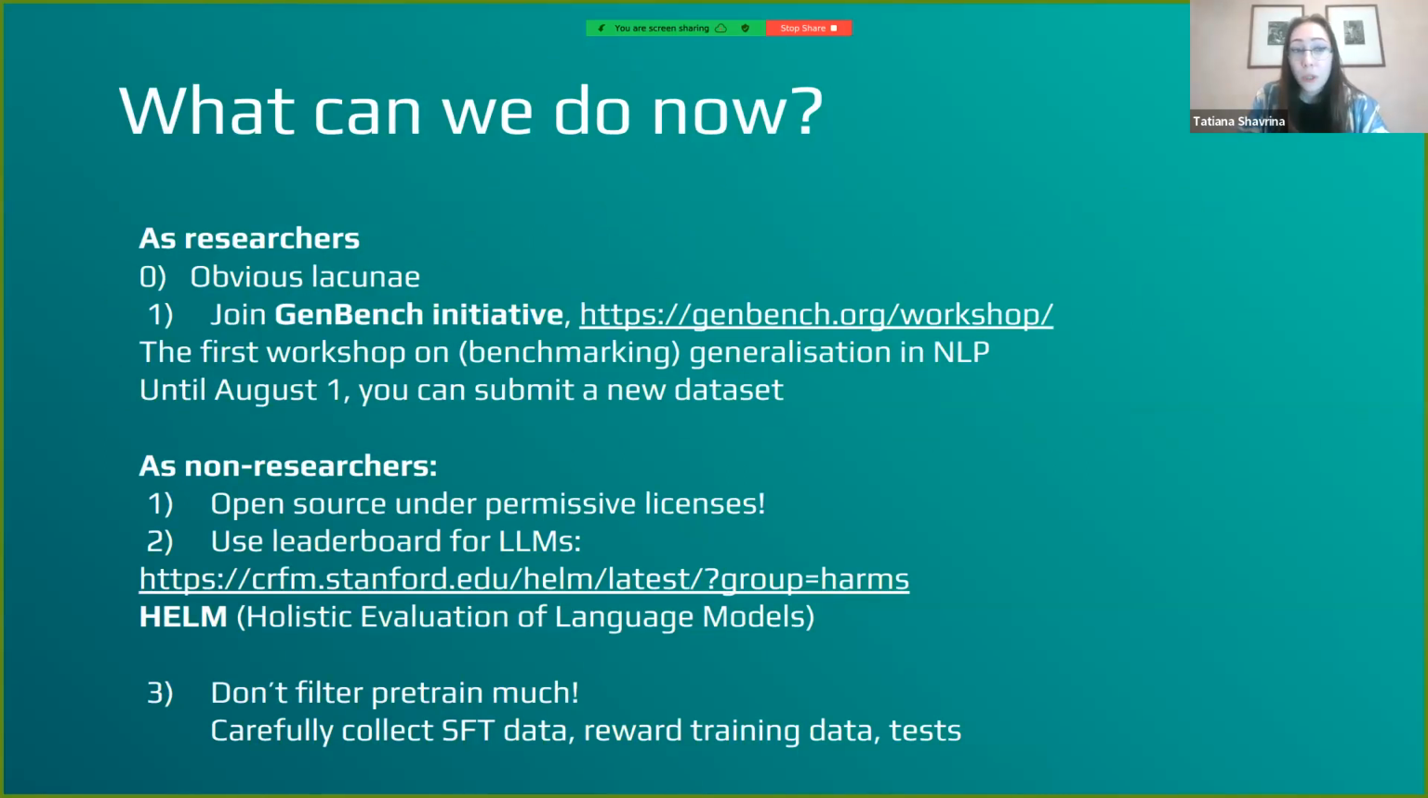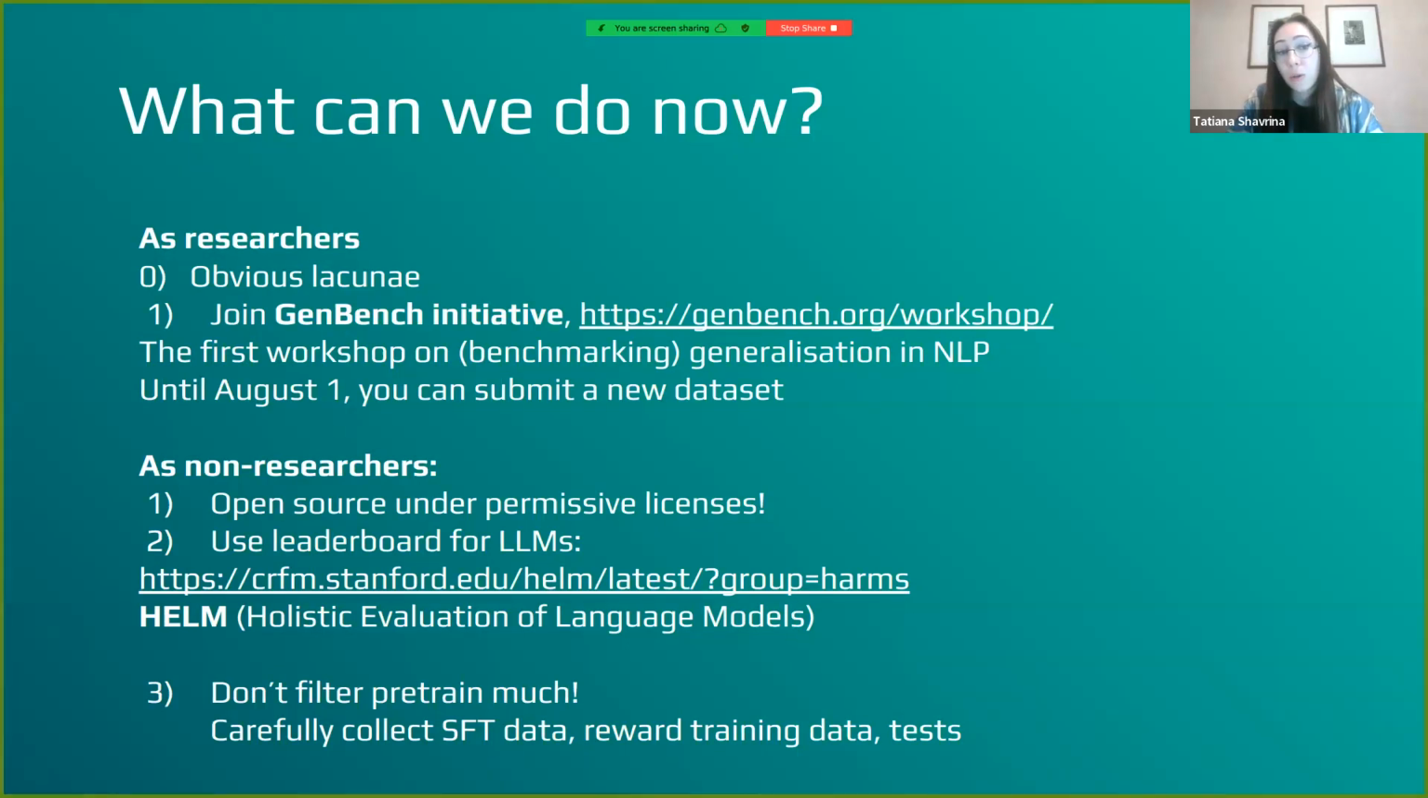Right, and the final words, just to start the discussion. As researchers, of course, we can work on the obvious lacunas, but there is also a great initiative starting this year, the GenBench. This stands for Generalization Benchmark. That would also be the workshop. I think it's at EMNLP this year. That would be the first workshop on generalization in NLP, and alignment is also part of this problem. And you can even submit your own datasets and methods to the benchmark until August 1st.